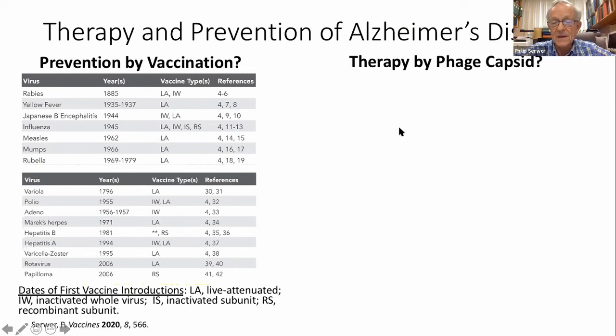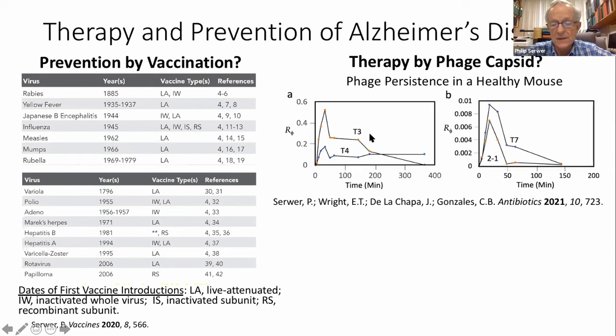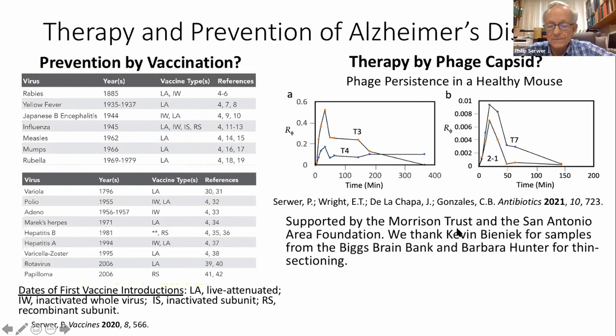Therapy by phage capsid, possible, but you have to have persistence first. And here's an experiment on persistence. Phage T3 and T4 are highly persistent, T7 and 201 phage 2-1 are low persistence phage. Okay, I had to speed through that last part. I'm finished. Hopefully there's time for a question or two.